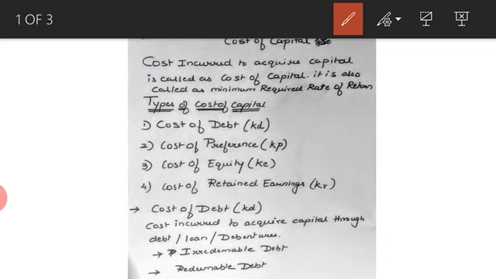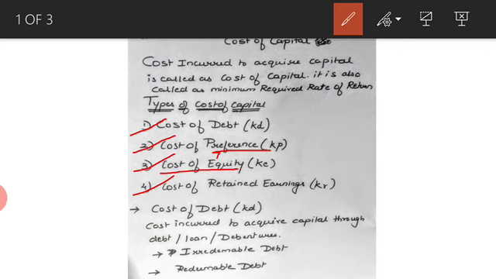Now let us understand the various types of cost of capital. There are totally four types of cost of capital: cost of debt, cost of preference, cost of equity, and cost of retained earnings. Cost of debt is the cost incurred for collecting capital through debt. Debt may be a loan, it may be a debenture, or some other forms of debt. Cost of preference: basically, when we collect capital by issue of preference shares, we incur the cost on preference shares.